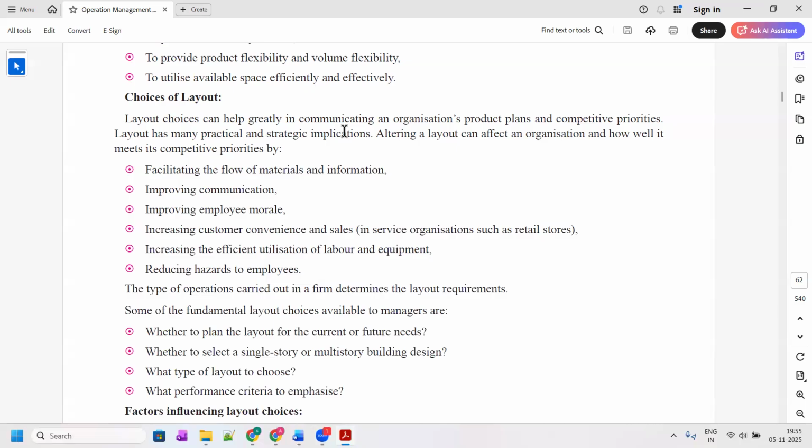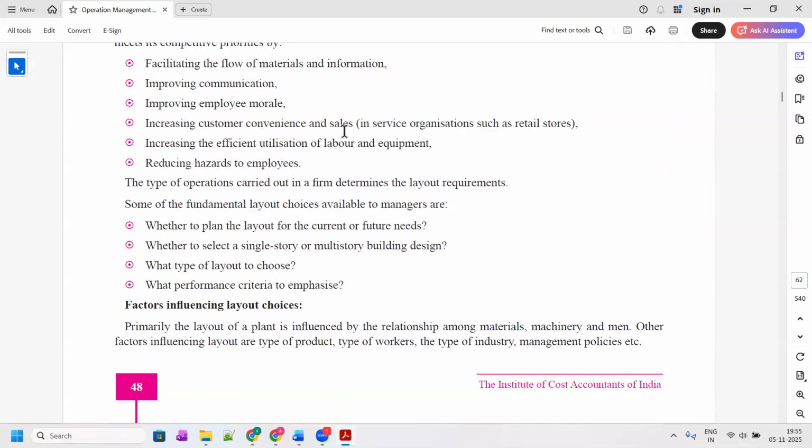Whenever we talk about layout, a layout choice basically helps the company to have a smooth flow of material and information. Thereby it improves communication between departments, it boosts employee morale through a better workplace, it increases customer satisfaction. Labor and equipment can be used effectively, and it can reduce the risk or hazards to workers. And the type of operations, either manufacturing or services, determines what layout basically suits them.